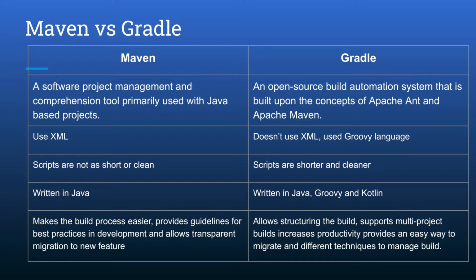When we are writing a Gradle build, we need to create a file, build.gradle. This file is shorter compared to Maven. It is written in Java, Groovy, and Kotlin. It makes the build process easier, provides guidelines for best practices in development, and allows transparent migration to new features. It supports multi-project builds, increases productivity, provides an easy way to migrate, and different techniques to manage the build.